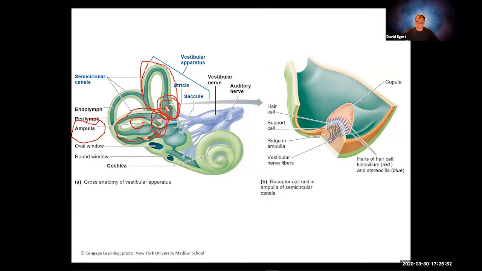The next part that we're going to look at is the part that lets you know which way gravity is pulling. So if we go back, share screen. I'm going to share screen and go back into here. Everything we've been talking about so far has been in the semicircular canals, which I drew up in red there.